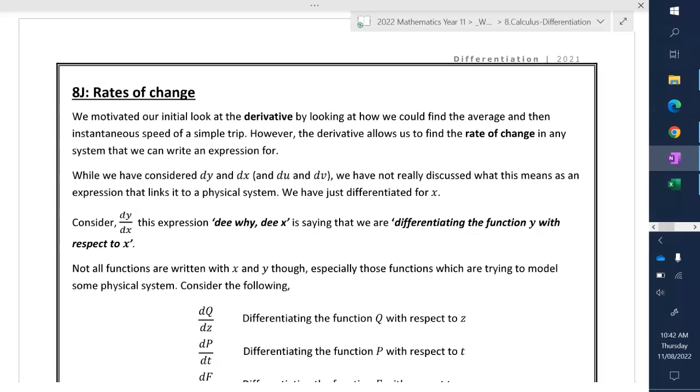What we have been looking at so far is our dy dx's, and when we've looked at parts and the product rule and the quotient rule, we've looked at du and dv, so du dx, dv dx. We really haven't discussed what it means in the real world or physically. We've just differentiated things with respect to x. So we've basically just been finding our dy dx. But everything's been in relation to x, and looking at functions that are called y.